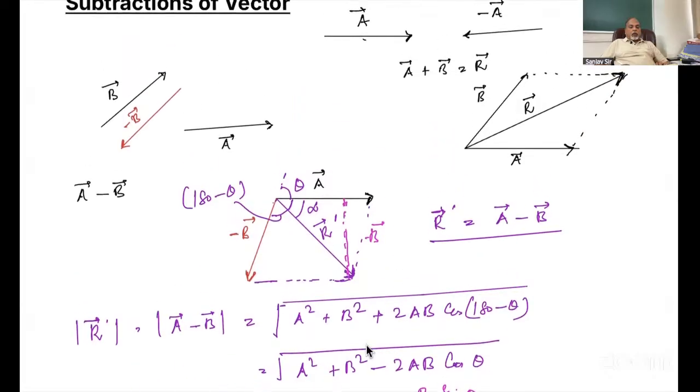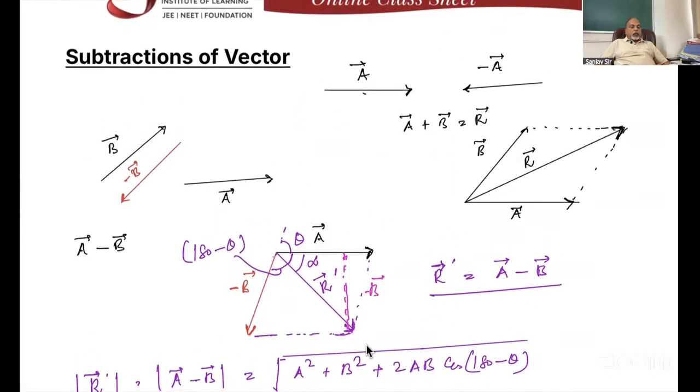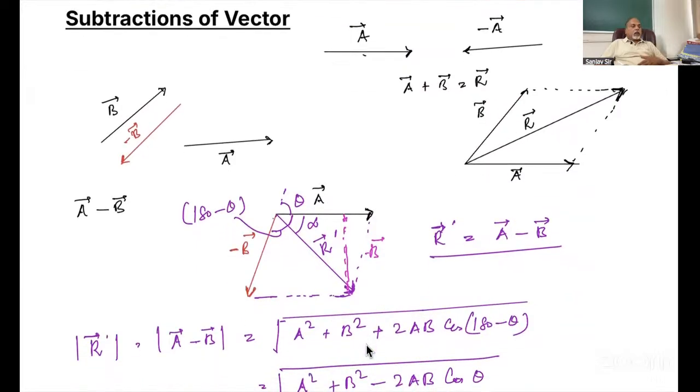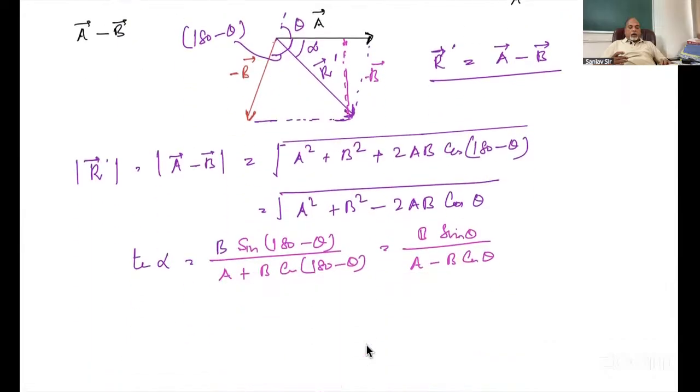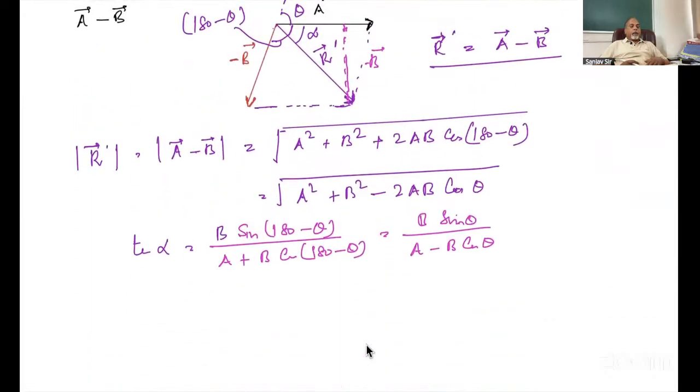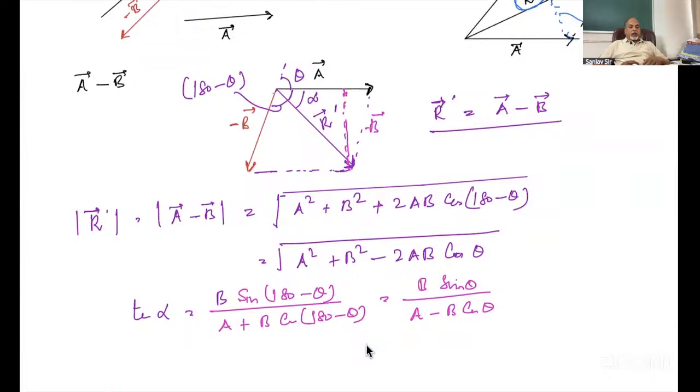So this is how you can find out the subtraction of a vector. In any case, this diagonal gives you R, and this diagonal will give you R dash, if you go with the parallelogram. Correct? I hope this is clear. Alpha angle is from the vector A.